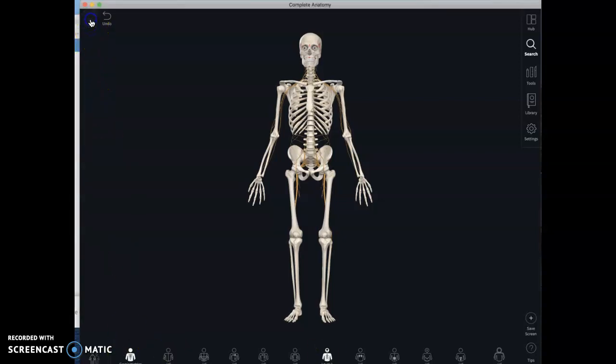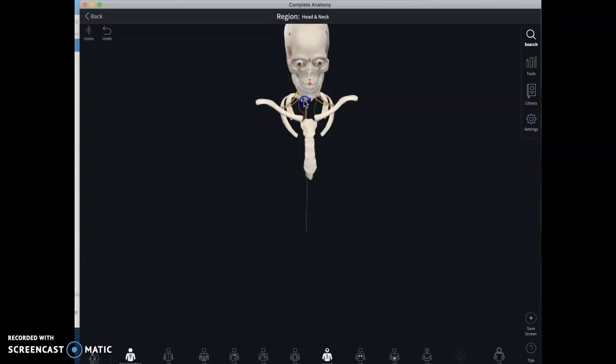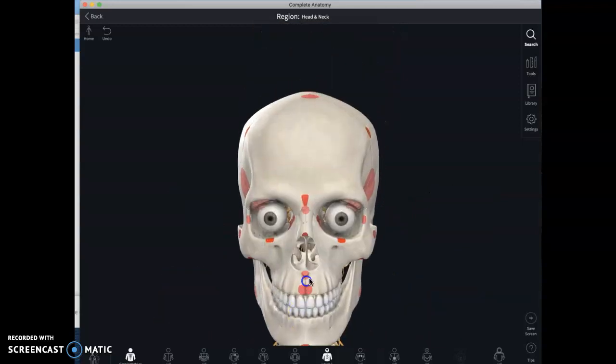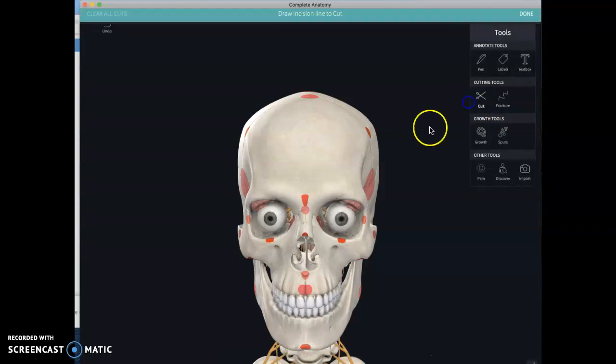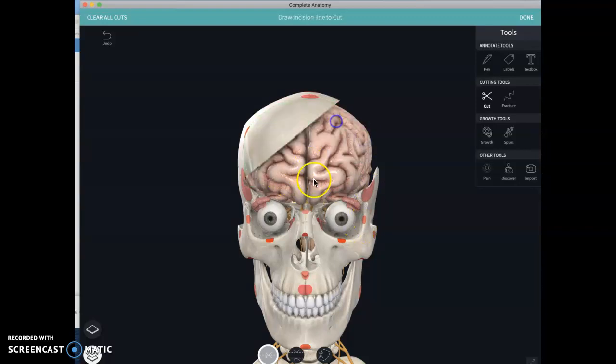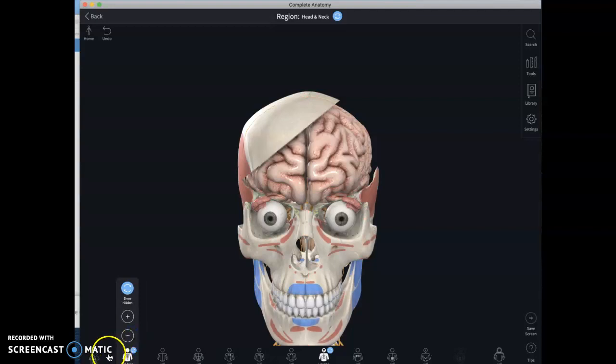And we want the head and neck. So we're going to go to models, head and neck. So we want to zoom in on the skull. So I'm going to zoom in and slide it down. Now, if you really want to feel therapeutic, you can use the cut tool to remove the skeleton. Ta-da! And that's going to take you some time. Or you can just cheat and get rid of the skeletal system by clicking remove skeletal system.